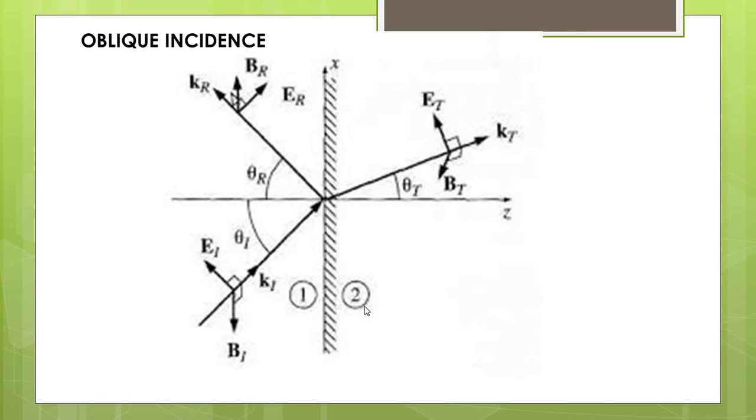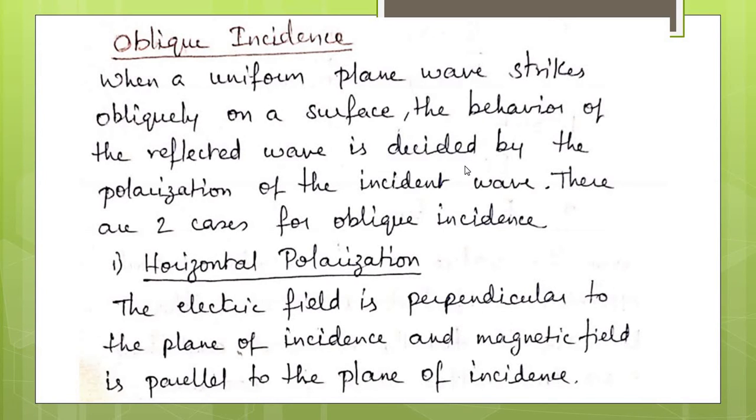Similarly, in oblique incidence also, this is the interface between two media. This is medium 1 and this is medium 2. This is the wave which is incident at any other angle, which is the oblique incidence. Here you can see part of the wave is reflected back in medium 1 and part of the wave is transmitted into medium 2. So you can see the same thing here. A uniform plane wave is striking obliquely on a surface or an interface.